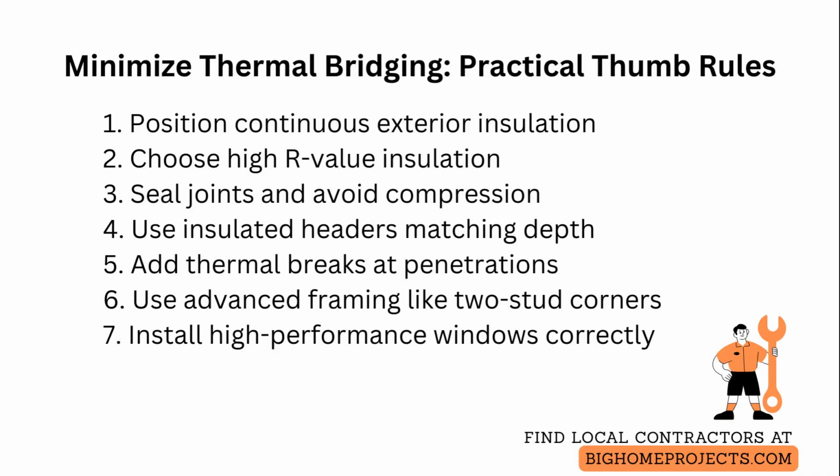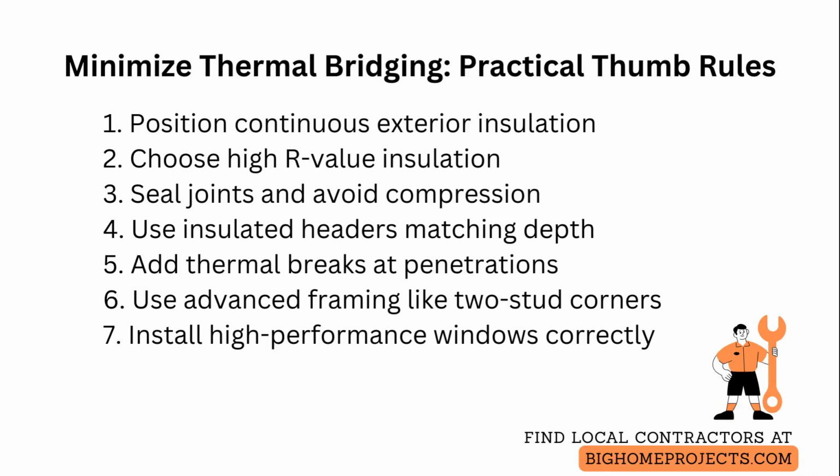When using continuous exterior insulation, choose materials with a proven R value per inch and install them with sealed joints and mechanical fastening that do not compress the insulation. For headers and rim joists, use insulated headers or built-up insulated assemblies so the header depth matches or exceeds adjacent insulation depth to avoid cold spots.